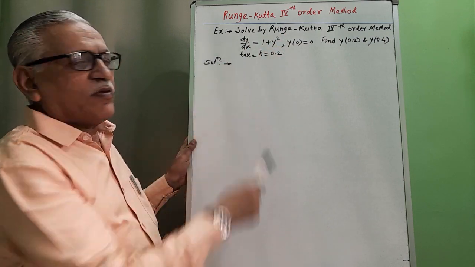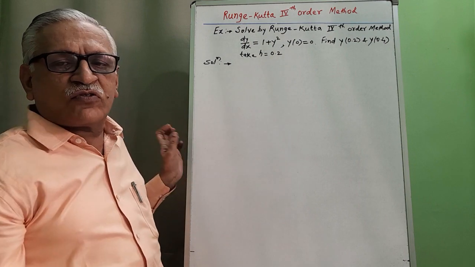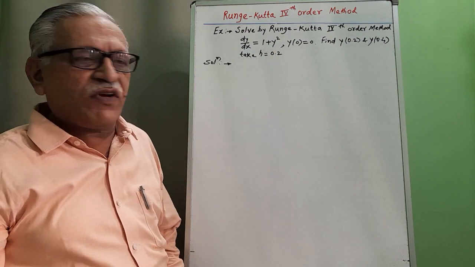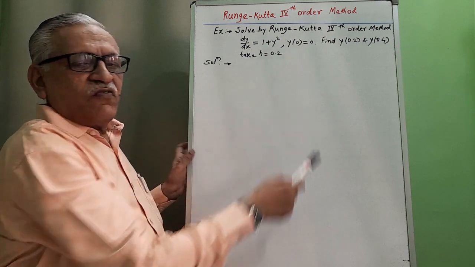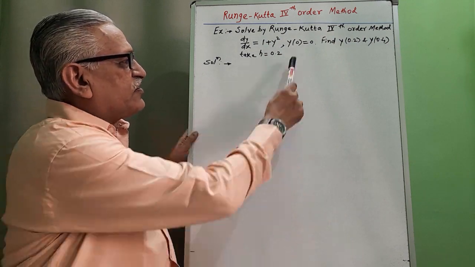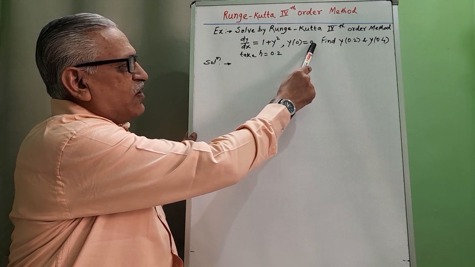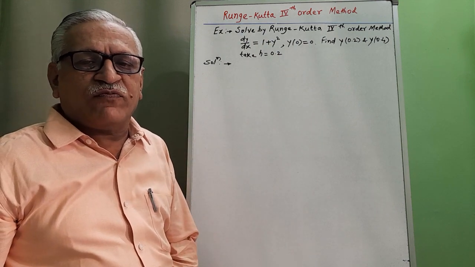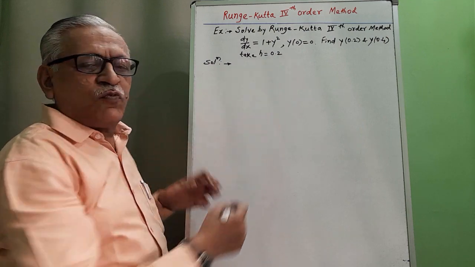Let us solve the problem. Solve by Runge Kutta fourth order method. Given differential equation is dy by dx is equal to 1 plus y square. Condition y at 0 is equals to 0, means x0 is equals to 0, y0 is equals to 0. Then find y at 0.2 and y at 0.4 by taking h is equals to 0.2.